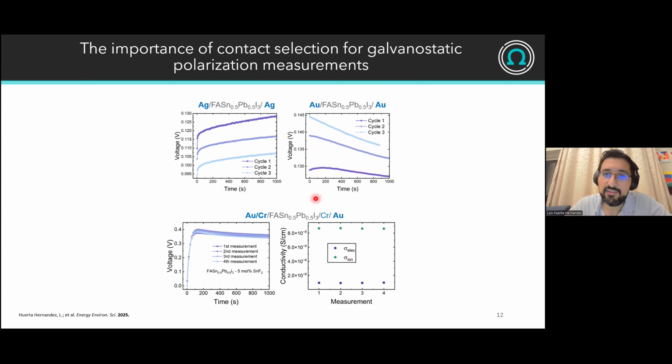And so what we did is we thought that there might be some chemical reaction between the contacts and the perovskite, and we tested with chromium. Chromium has been known to be more inert to oxidation reactions with iodide. So it's way more stable than other metals like gold or silver. And we found that you can get more reliable measurements when you use this combination of electrodes. If you actually extract the electronic and the ionic conductivity from the different measurements we do, they are really similar in terms of the magnitude.